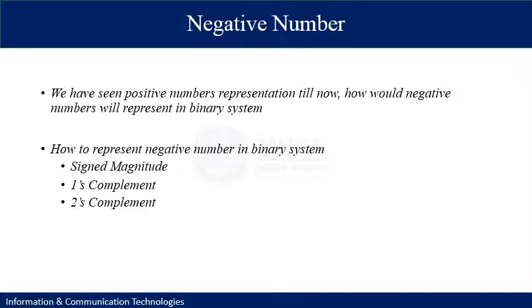Now we move our discussion to the representation of negative numbers. We have seen the positive number representation. How would you represent negative numbers in the binary system? Well, there are three commonly used methods. One is to use the signed magnitude, another is to use ones complement, and the most commonly used is two's complement.